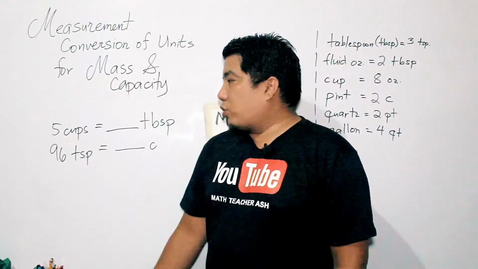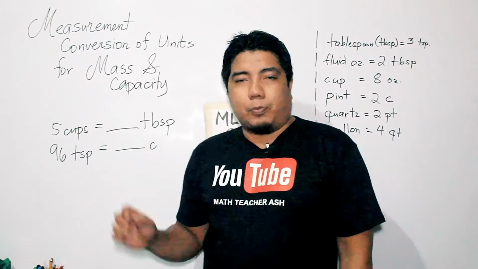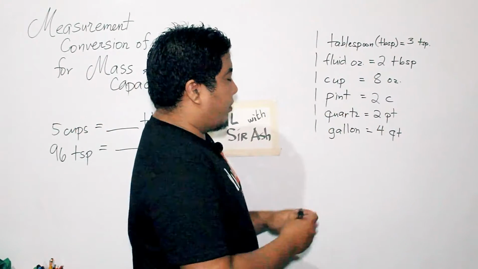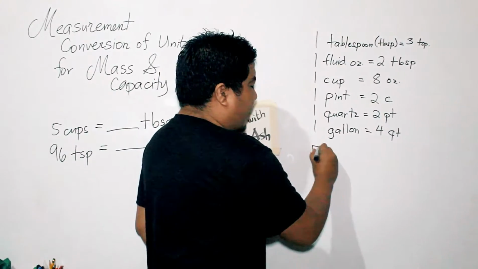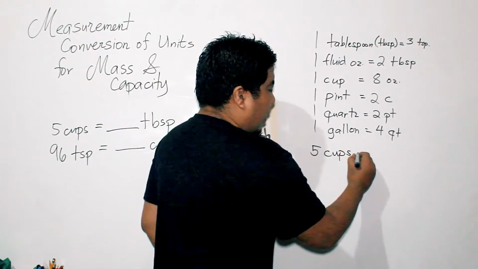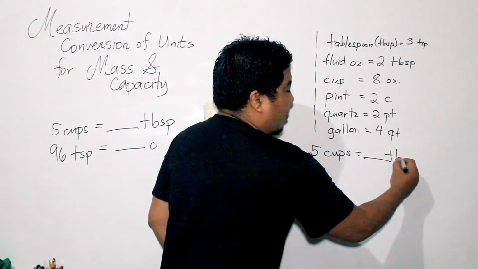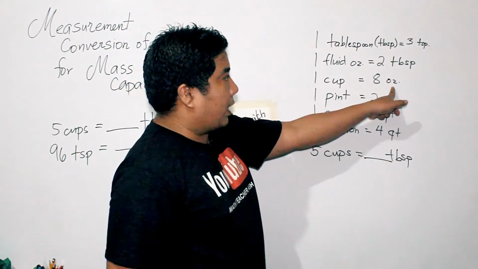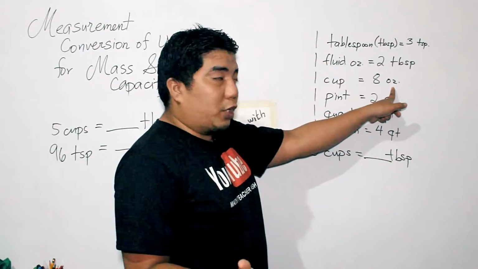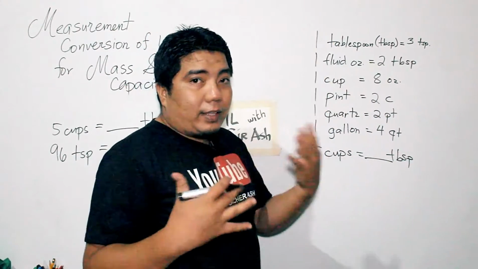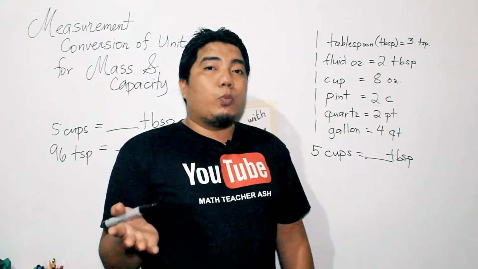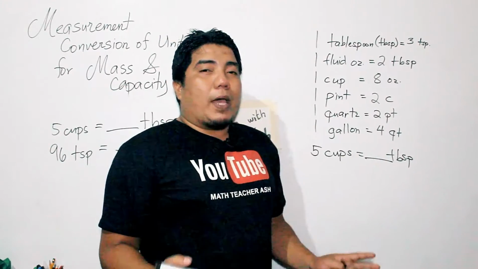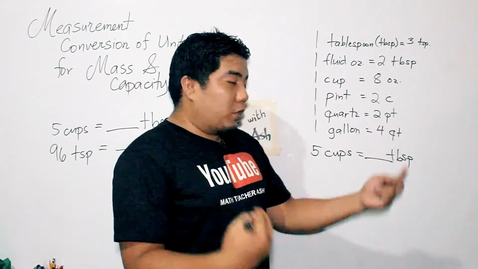Now, let's try to solve 5 cups to tablespoons. As you can see in our conversion table, if we have 5 cups, that is how many tablespoons? It says here that 1 cup is equal to 8 ounces. That is the conversion. However, it is not directed to tablespoons. So how do we do this? We will be multiplying several conversion ratios.